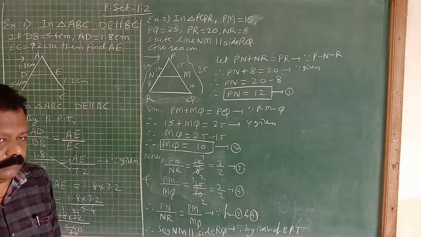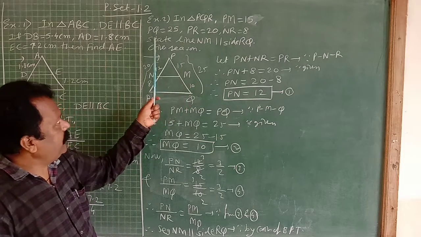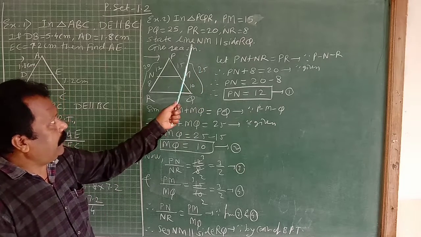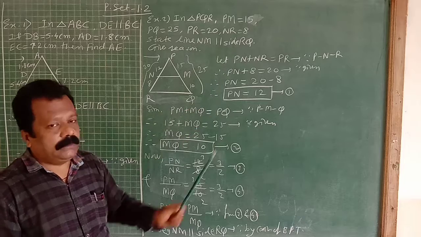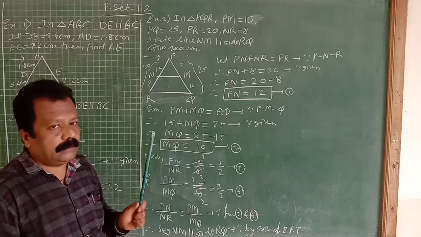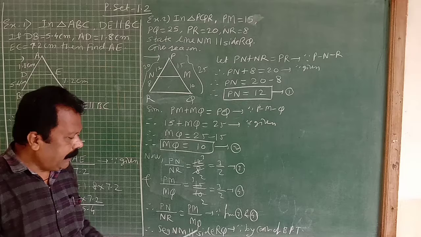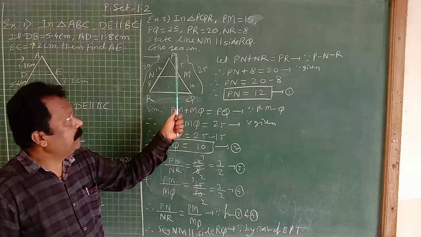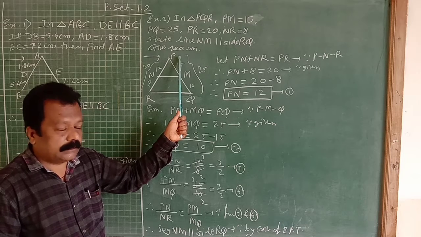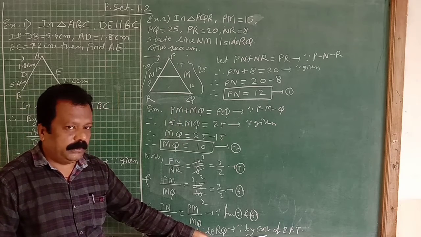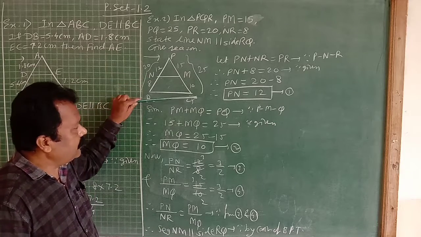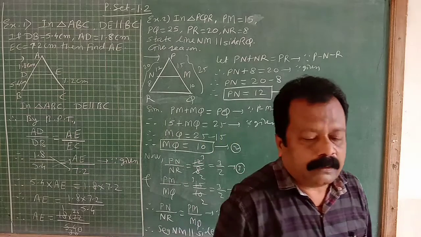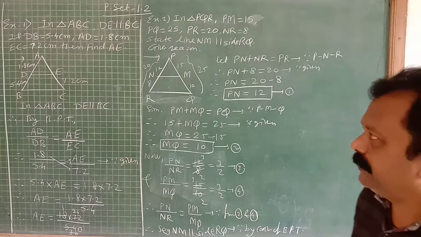Now see the question. In triangle PQR, PM is equal to 15, PQ is equal to 25, PR is equal to 20 and NR is equal to 8. State whether the line NM is parallel to side RQ. Give reason. Yes, segment NM is parallel to side RQ by the converse of BPT. This is the reason. This is about the proof or solution of examples number 1 and 2.